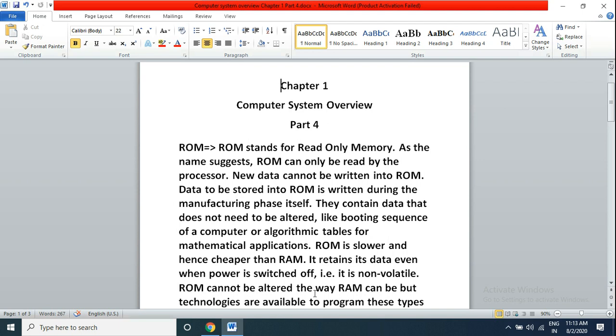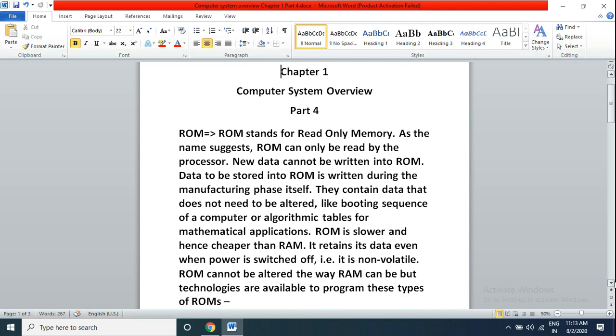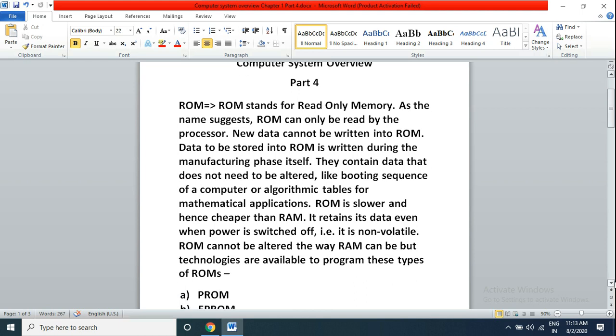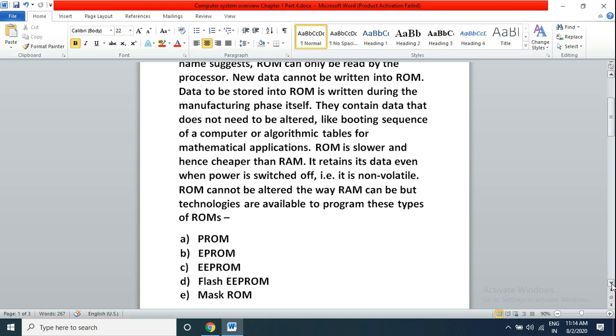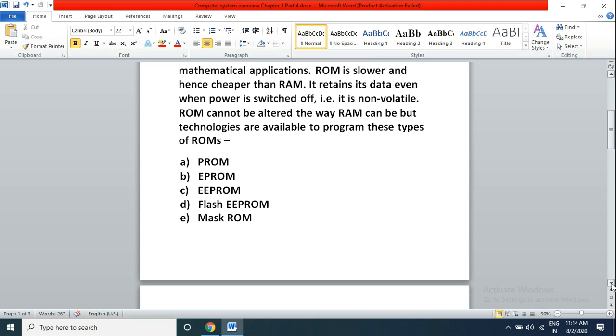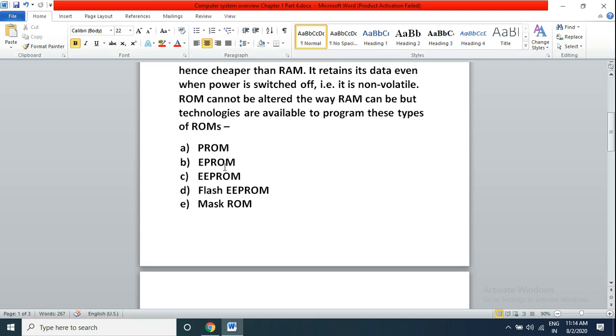ROM cannot be altered the way RAM can be, but technologies are available to program these types of ROMs. So in today's environment, ROM can also be altered. There are lots of technologies available, also known as ROM types. There are the following ROM types: PROM, EPROM, EEPROM, flash EEPROM and mask ROM. So these are the latest technologies where ROM data can be altered.